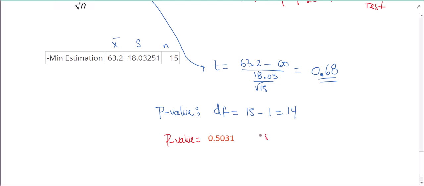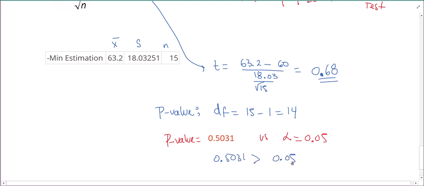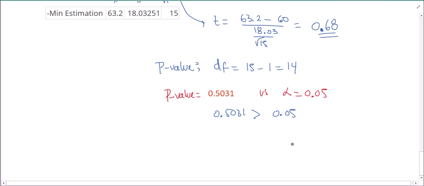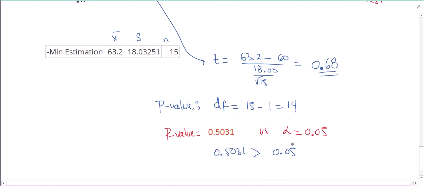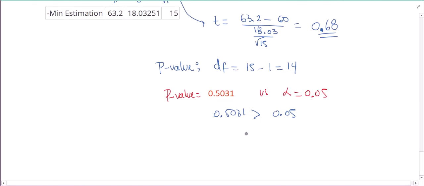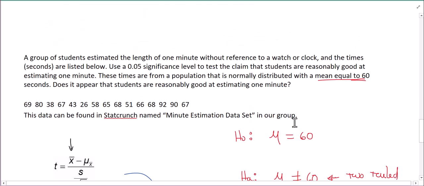So our p-value is 0.5031 versus our alpha, which is 0.05. So what can we say? In this case, our p-value, 0.5031, is greater than alpha. So what is the result? When it's greater than, then we fail to reject the null hypothesis. And so what was the null hypothesis?